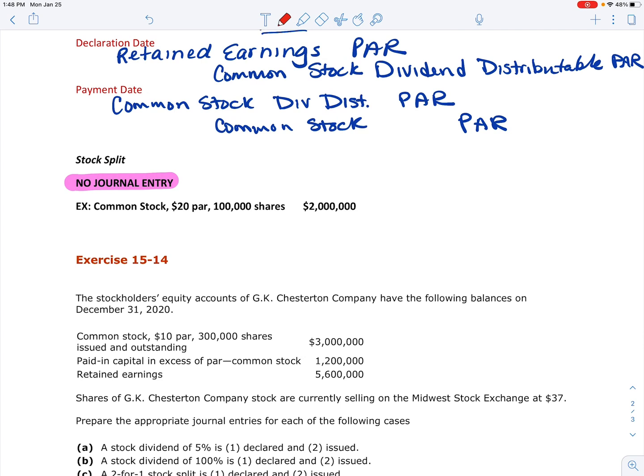So for example, let me change this. If we have a $20 par value, 100,000 shares of common stock, what a stock split is going to do is change that to a $10 par. If this is a 2-for-1 stock split, as most of your examples are, we're going to double the number of shares, but notice the value stays the same.